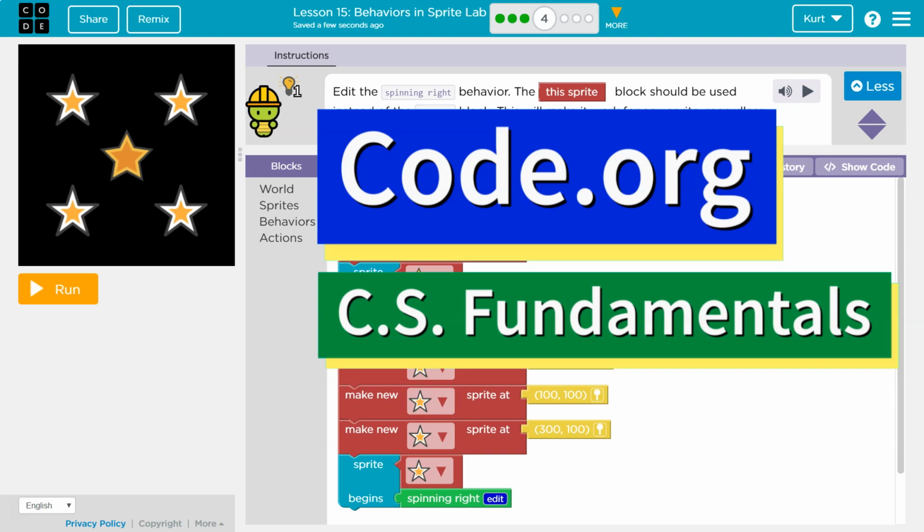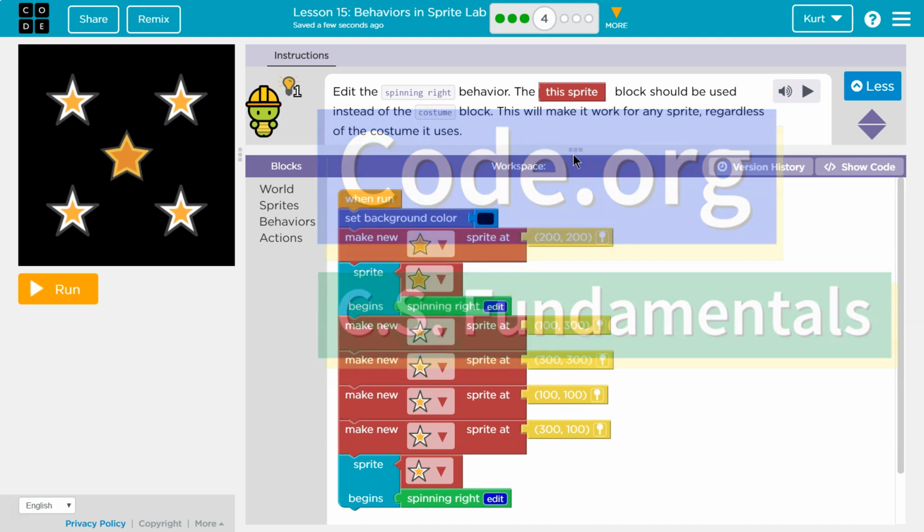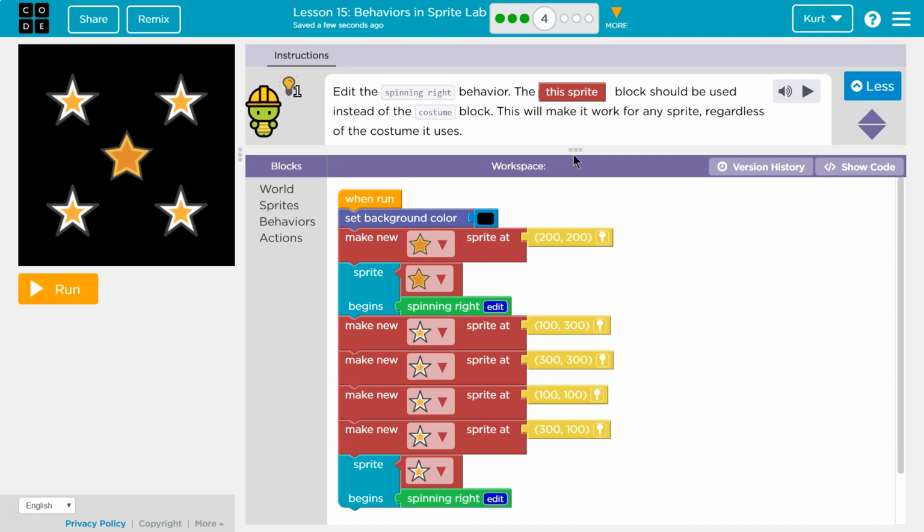This is code.org. Let's see what we got. Edit the spinning right behavior. This sprite block should be used instead of the costume block. This will make it work for any sprite, regardless of the costume it uses.